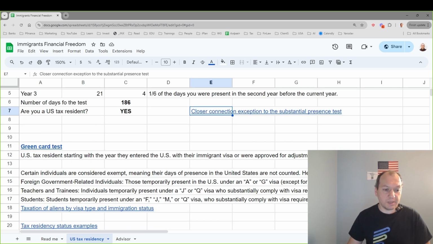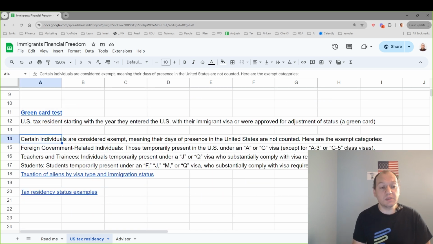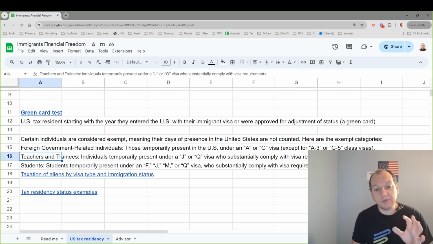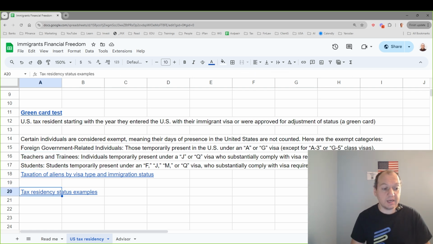So here is about the green card, and here about certain types of individuals whose number of days is considered to be exempt. And here are tax resident status examples.